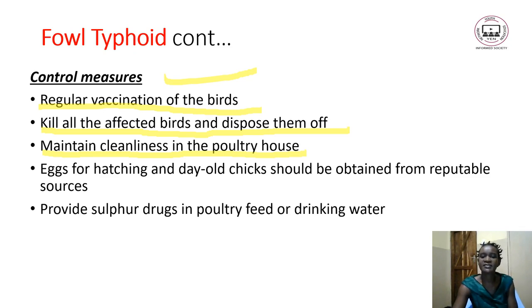So removal of eggs as well as even removal of droppings may also help to prevent the spread of the disease. Eggs for hatching and day-old chicks should be obtained from reputable sources. Otherwise, if you collect them from anywhere, you may end up collecting eggs which are already affected by the disease. The drugs which can help to control the disease are sulfur drugs. So provide sulfur drugs in poultry feeds or drinking water to prevent the disease.